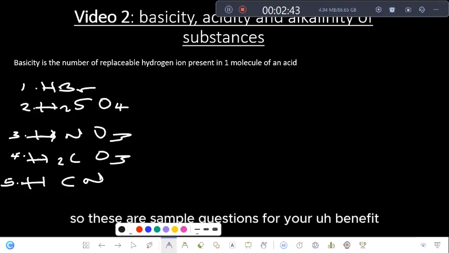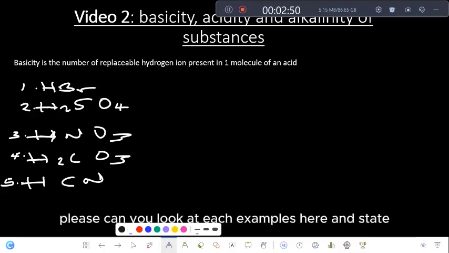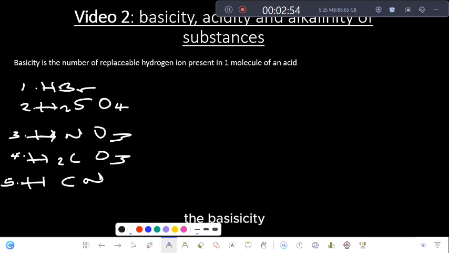Okay, so these are sample questions for your benefit. Please, can you look at each example here and state the basicity? One minute, I think, will be enough.